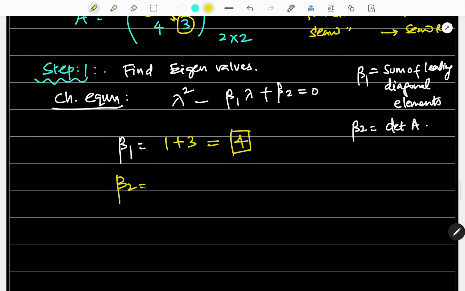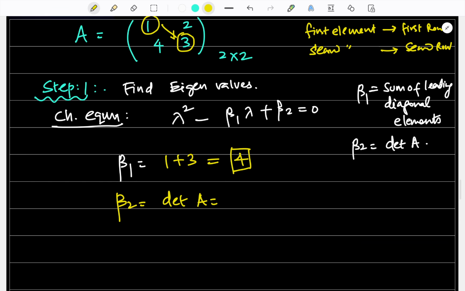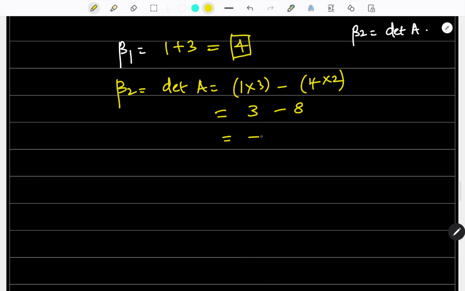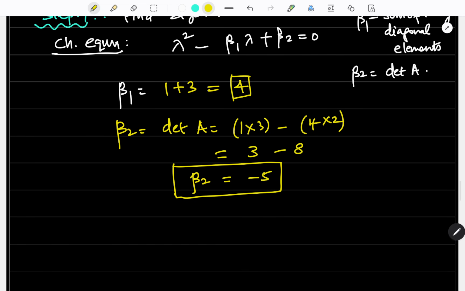And beta 2 is equal to the determinant of A. I taught you in class how to find the determinant of A using a calculator, but this is a simple matrix. 1 times 3 minus 4 times 2. But for 3 by 3, 100% use the calculator, and you can also check whether your answer is correct. So 3 minus 8 is minus 5, so beta 2 is equal to minus 5. We got beta 1 and beta 2.